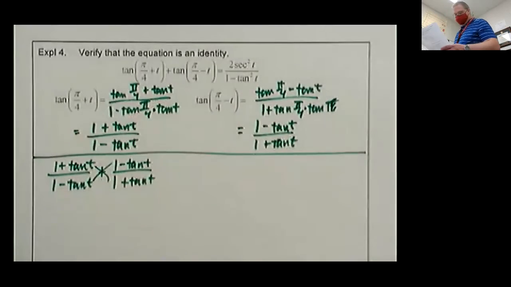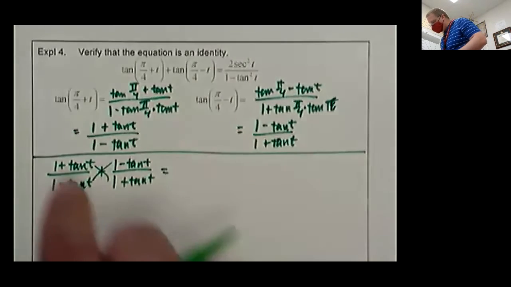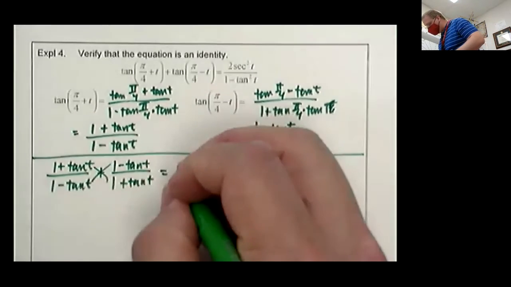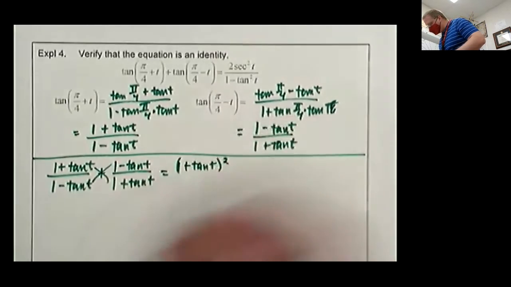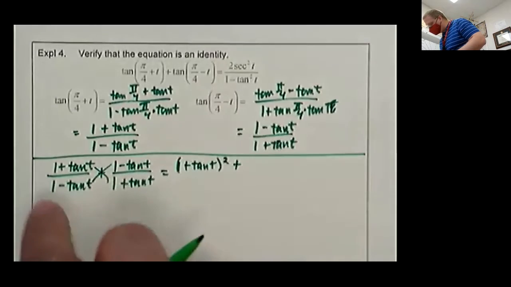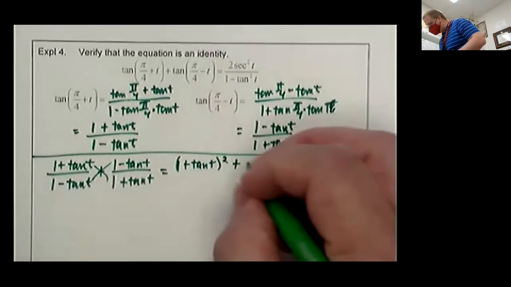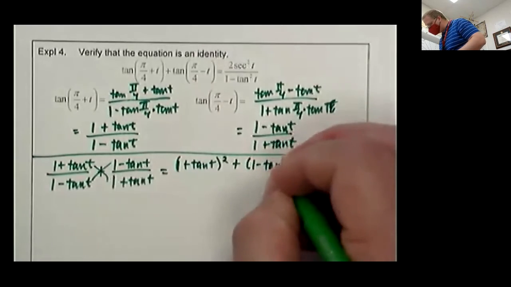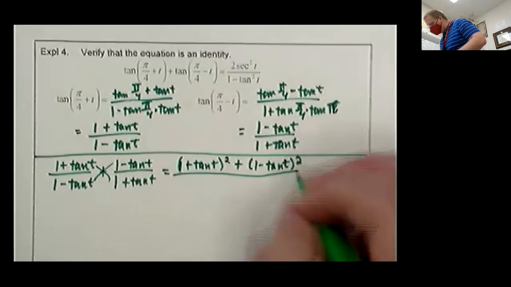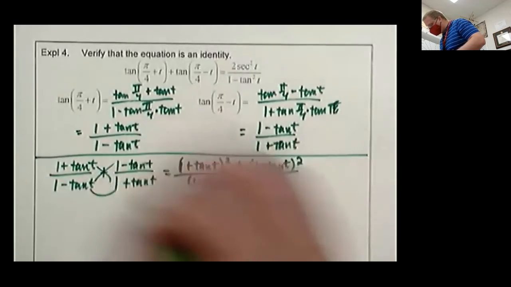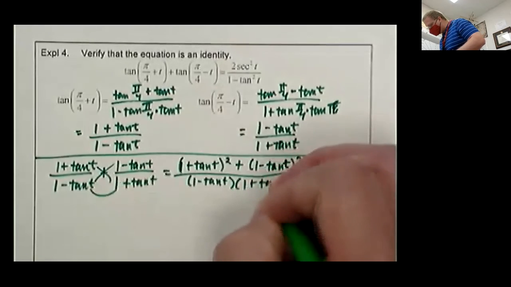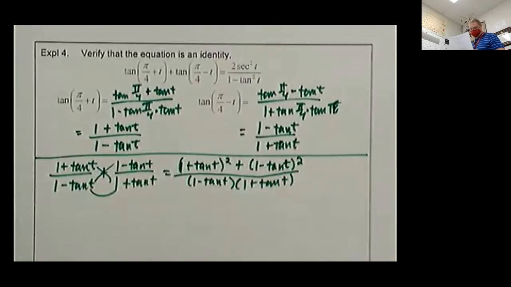And that's going to give us 1 plus tangent of t times 1 plus tangent of t, which is 1 plus tangent of t squared, plus 1 minus tangent of t times 1 minus tangent of t, which is 1 minus tangent of t squared, all over 1 minus tangent of t, that's our smiley face, times 1 plus tangent of t. And let's see what we get when we simplify that.